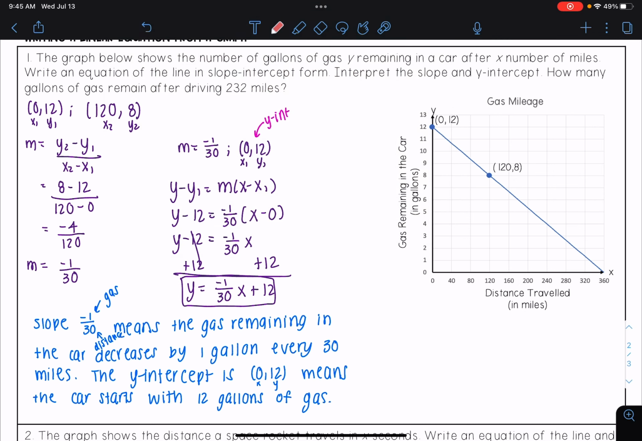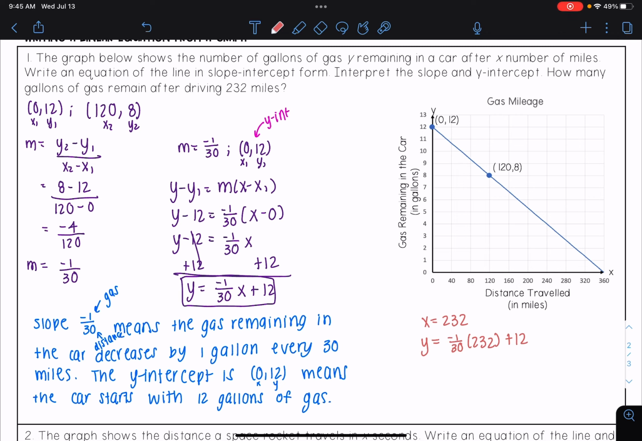Okay, and then the last question says, how many gallons of gas remain after driving 232 miles? So here we're going to be plugging 232 into our equation, but we need to figure out whether we're plugging in for x or we're plugging in for y. Well, x stands for distance traveled, and it's saying we drove 232 miles. So we know that x is equal to 232. So that means I'm going to plug that into my equation. So I have y equals negative 1/30 times 232 plus 12.